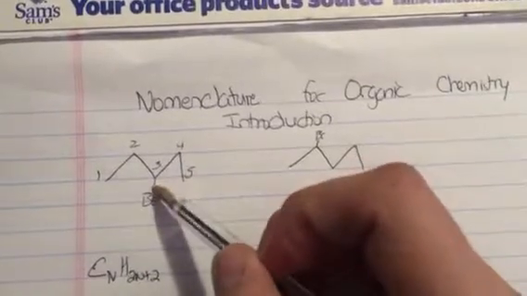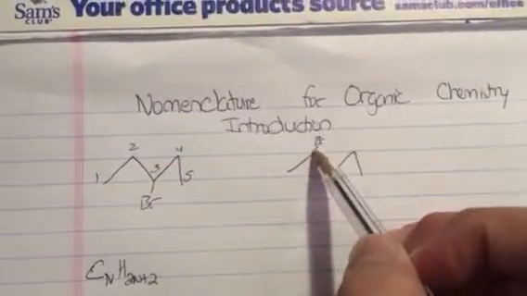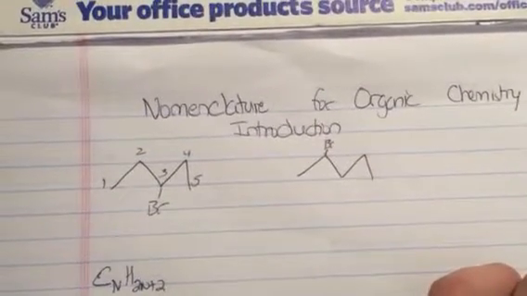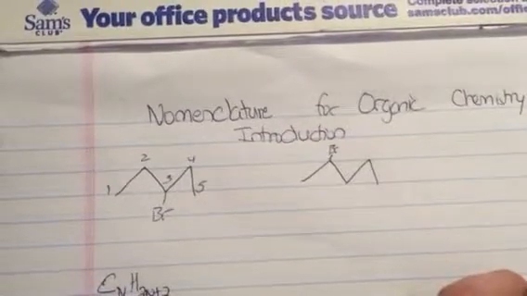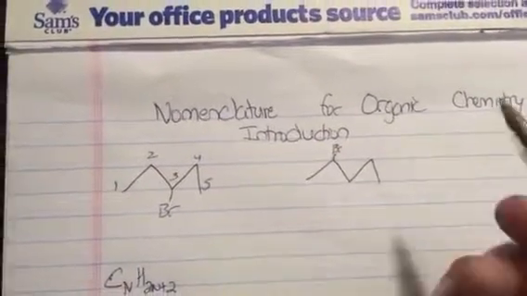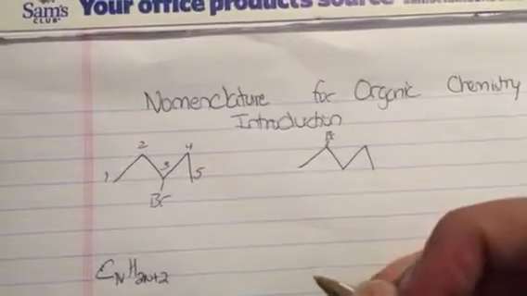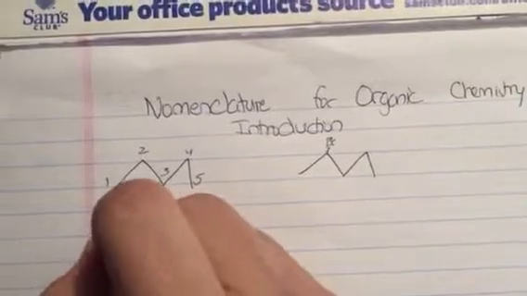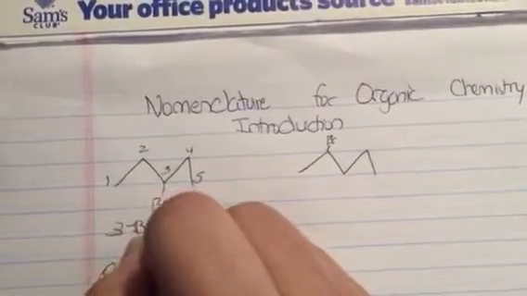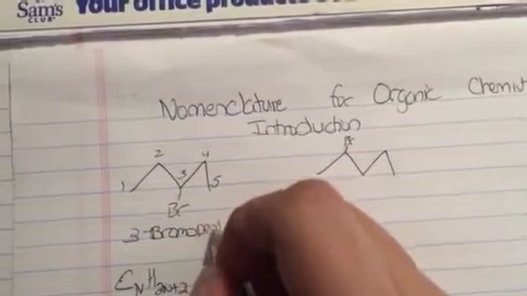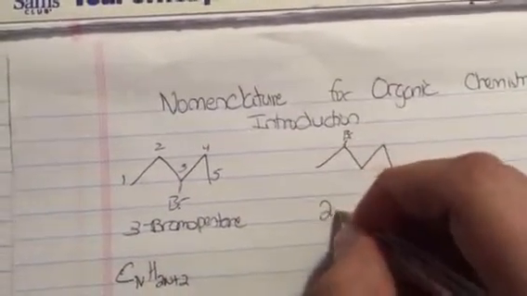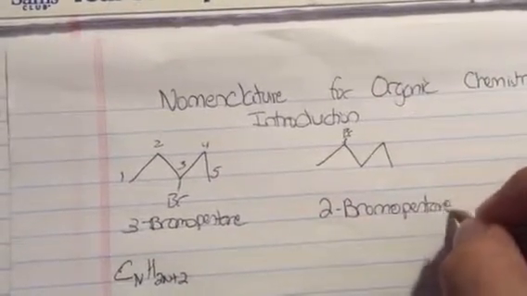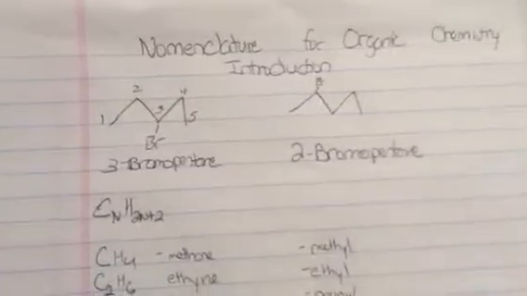Is it attached to the number 3 carbon, or is it attached to the number 2 carbon? If you just say it's a 5-carbon chain with a bromine, there's no way of knowing. And as these are different compounds, it's very important to tell. So this is where the nomenclature comes in, the naming system that changes this particular bromine from this one, 3-bromopentane, and this one, 2-bromopentane. And now you can tell the difference between them.